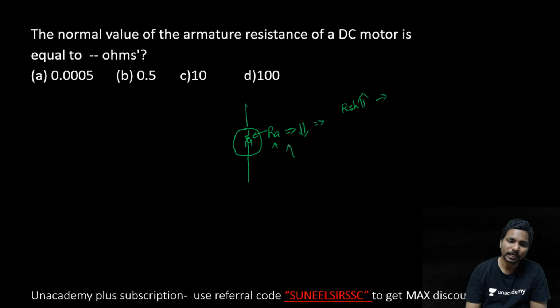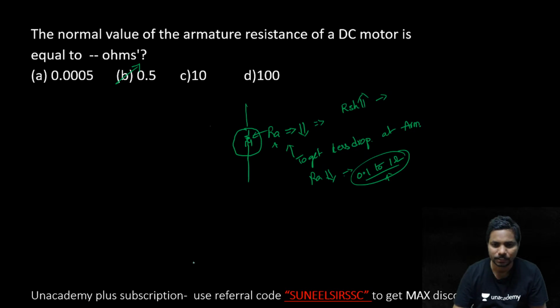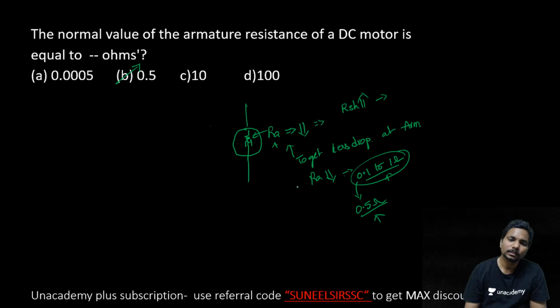The armature must carry more current with a low drop at the armature. RA must be low, then only it can carry more current. A low value means it is in the order of 0.1 to 1 ohm, a very small value. Generally, you can take that value as 0.5 ohms. This is a low resistance.